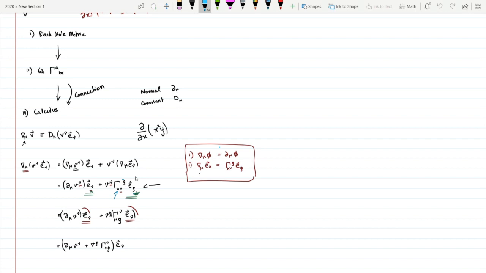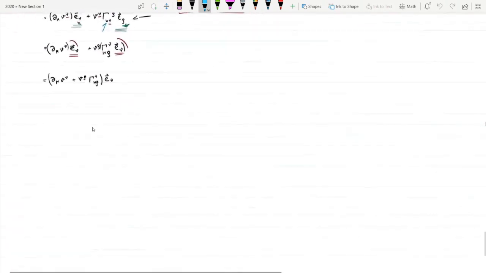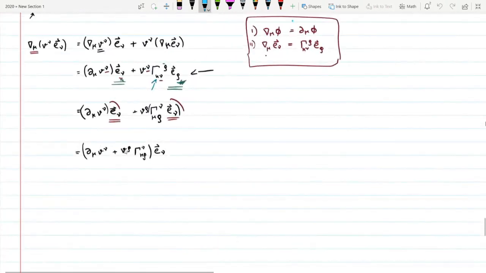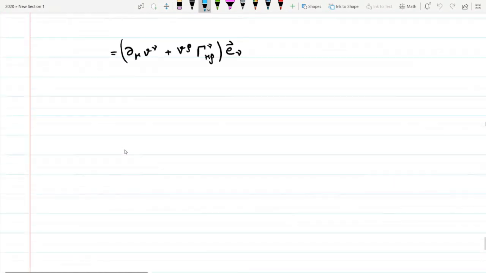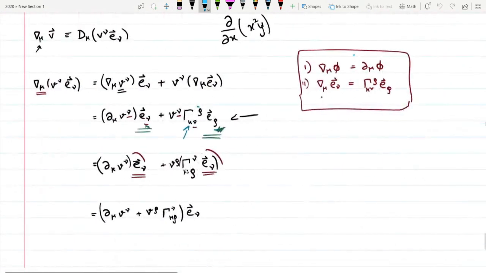Is everyone happy with what I've done? I can zoom in if this is a little difficult to read. Okay, so all I've done is I've changed the dummy variable, and in doing so, you can see that I've taken it out common, right?